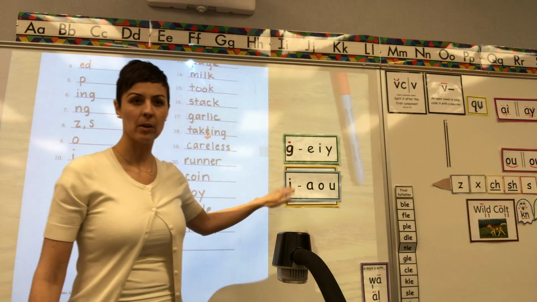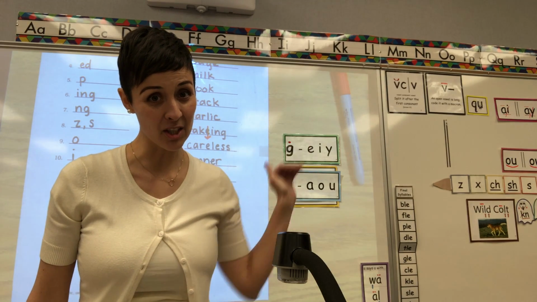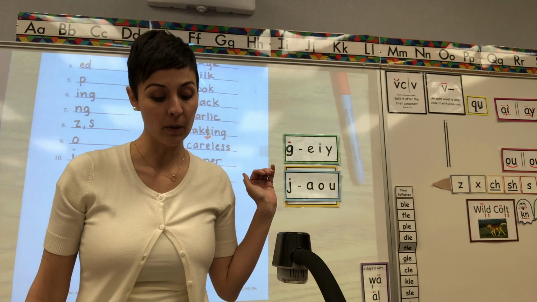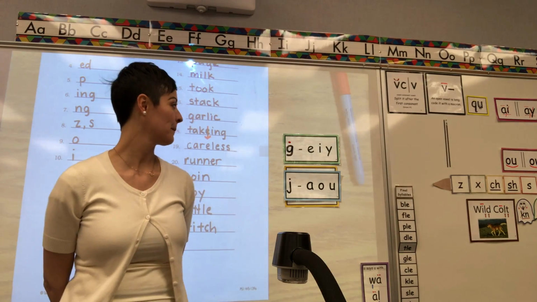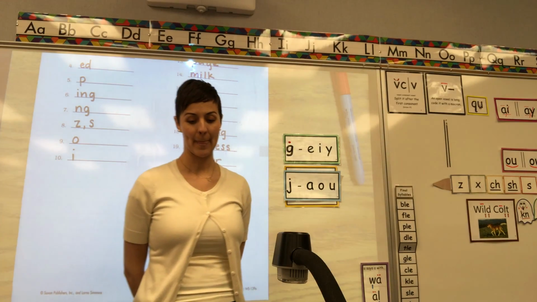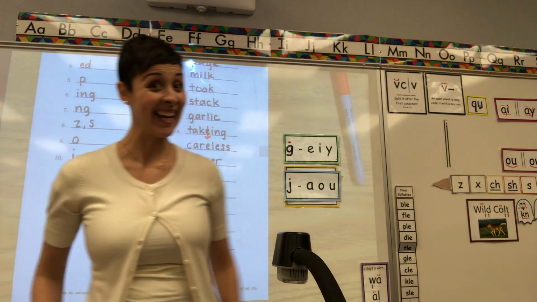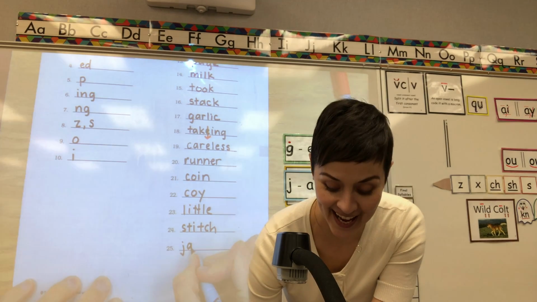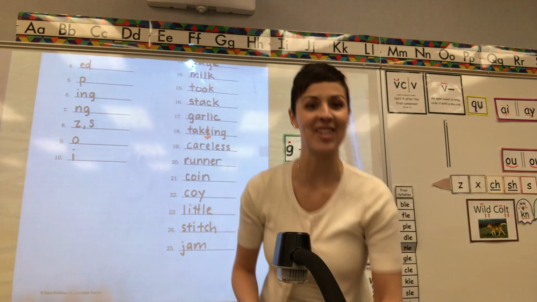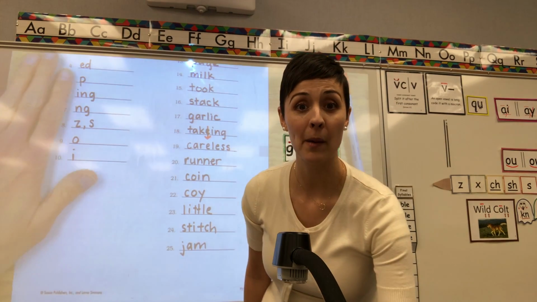Because I want to do a word with J at the beginning of the word, and I want to see if you know, is it J or G? Spell for me the word jam. What word? Jam. Did you get it? Tell me how to spell it. Ready? J-A-M. Nice job.